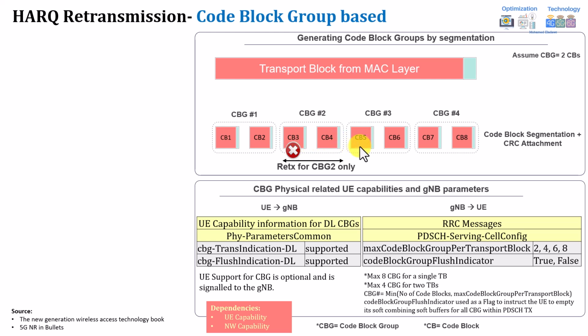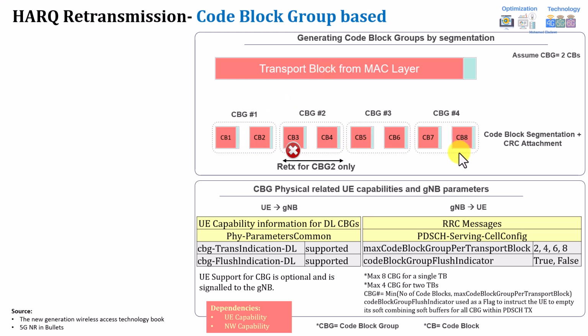But the main problem with the code block alone is that if the transmitter divided the transport block into 8, this means the receiver will need to send an acknowledgement or non-acknowledgement message for each of those. So this will increase the overhead in the PUCCH channel in the uplink, because now instead of sending one ACK or NACK, he will send 8 ACK or NACK.